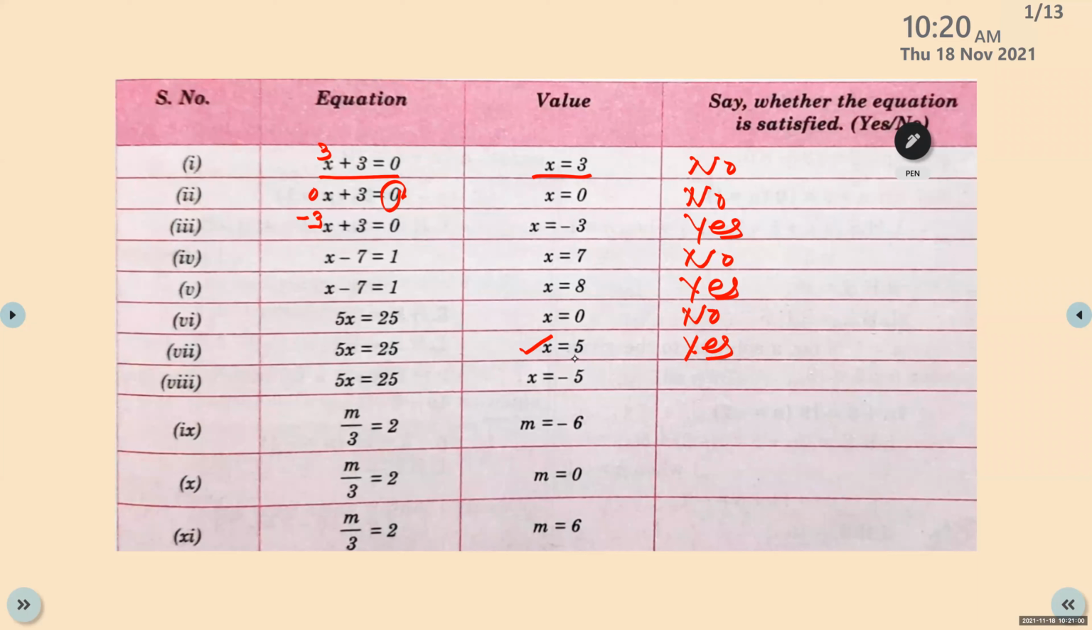No, ma'am. Because positive into negative, we should get the answer as negative 5. Negative 25, right. So the answer is wrong. So it is not a solution. Okay. Alisha Jain, next question.